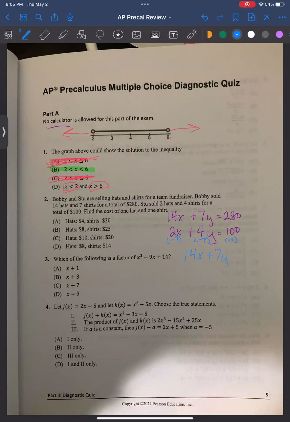That now gives me 14x plus 7y equals 280, minus 14x minus 28y equals -700. So far, so good? Okay, so my x's are now gone. Now -28 plus 7 is what? -21y. And then -700 plus 280 is 420.